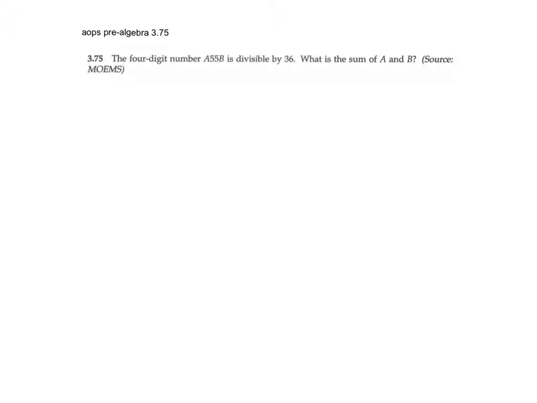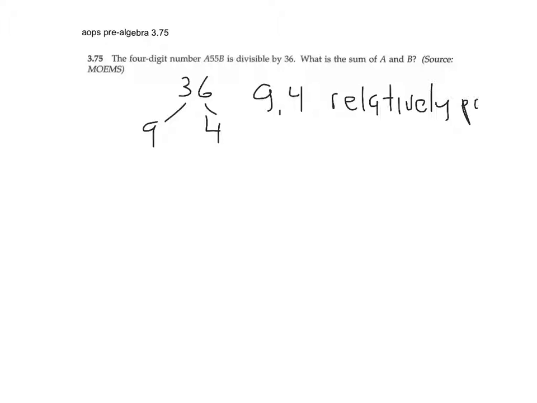So if we look at the problem, A55B divisible by 36, and we think of 36, and we say, well, it's divisible by 9 and 4, and 9 and 4 have no common factors, so they're relatively prime. So that means that we can just check if we have divisibility by 9 and divisibility by 4.